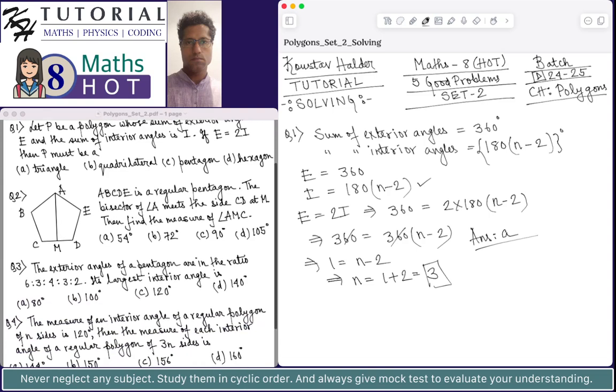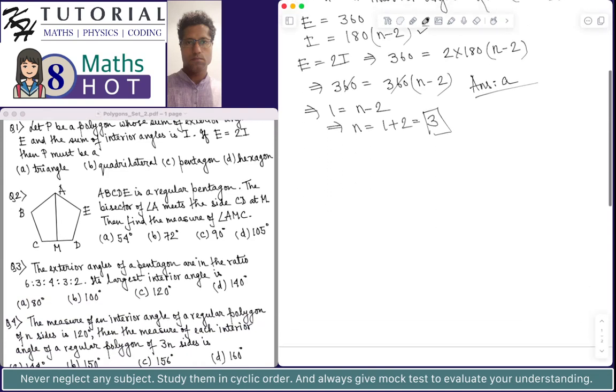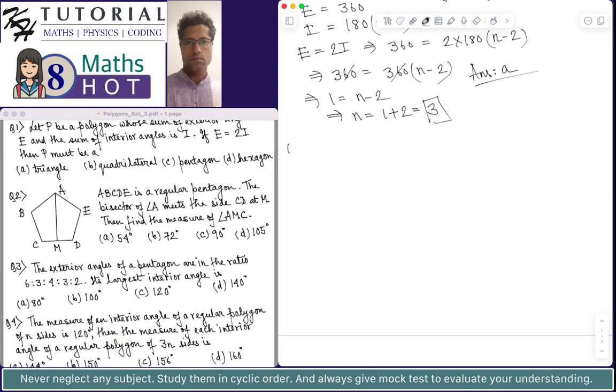Okay, let's do question number 2. So a figure is given. ABCDE is a regular pentagon. Let me quickly draw a pentagon. Okay, so this is, let me quickly orient it properly.